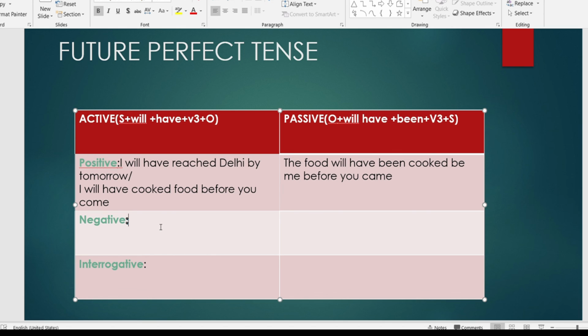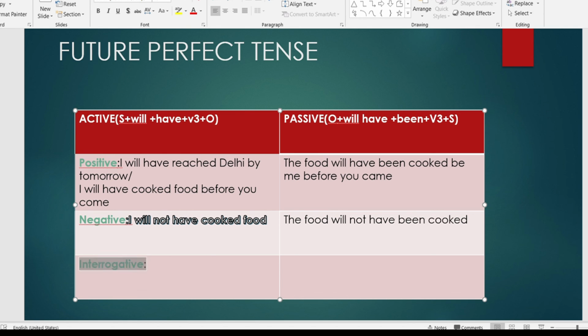Now the negative. I will have cooked food will become I will not have cooked food before you come. Right? Rest you can copy. The food will not have been cooked.